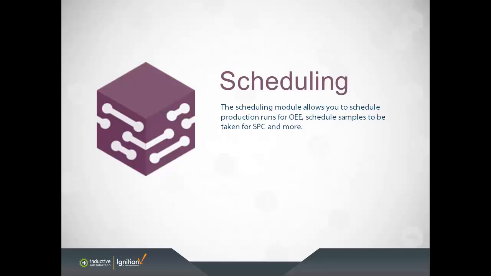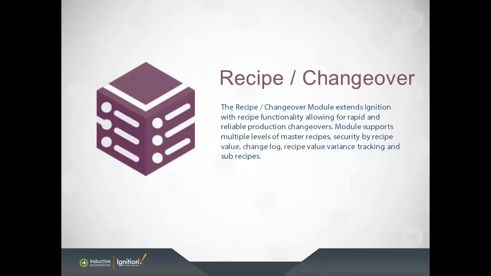The Scheduling module in the MES allows you to schedule production runs for OEE, schedule samples to be taken for SPC, and more. It works with all of the MES modules. The Recipe/Changeover module extends Ignition with recipe functionality, allowing for rapid and reliable production changeovers. The module supports multiple levels of master recipes, security by recipe value, changelog, recipe value variance tracking, and sub-recipes.